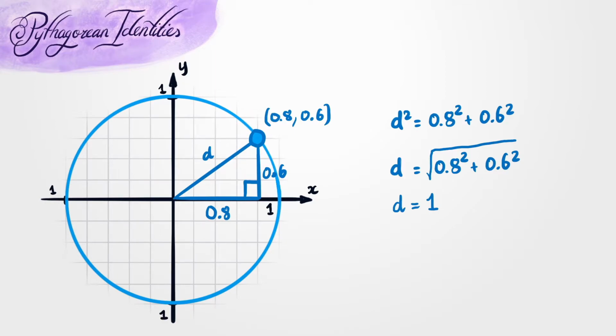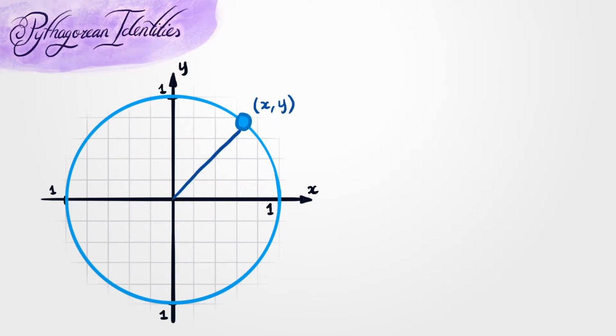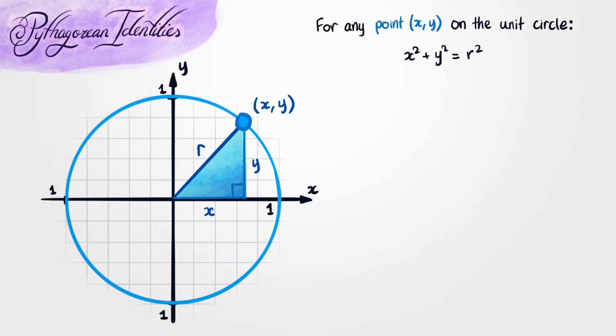Now we can get rid of this working out and move this point to a random place on the unit circle. If we let the radius of this circle be r, then for any point on the unit circle with coordinates x, y, we know that x squared plus y squared has to equal r squared. But since the radius of any unit circle is just 1, we can say that r is equal to 1 as well.